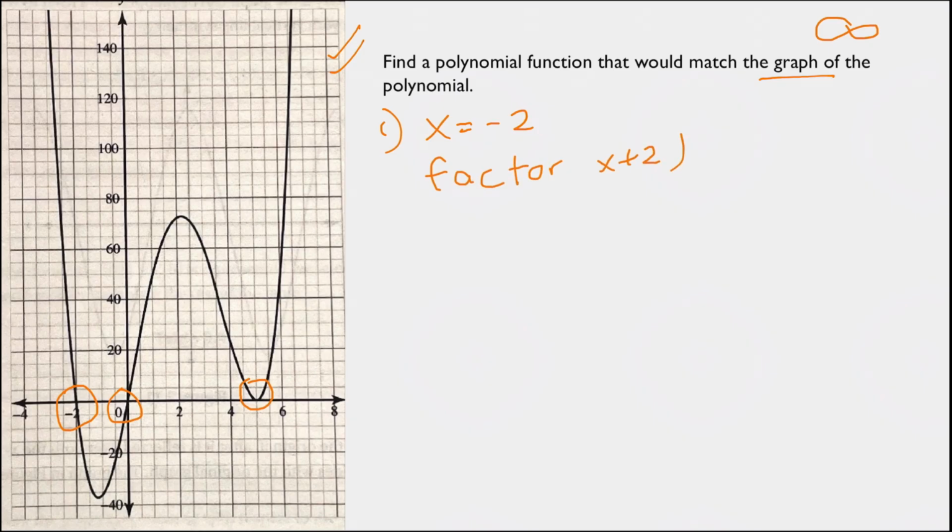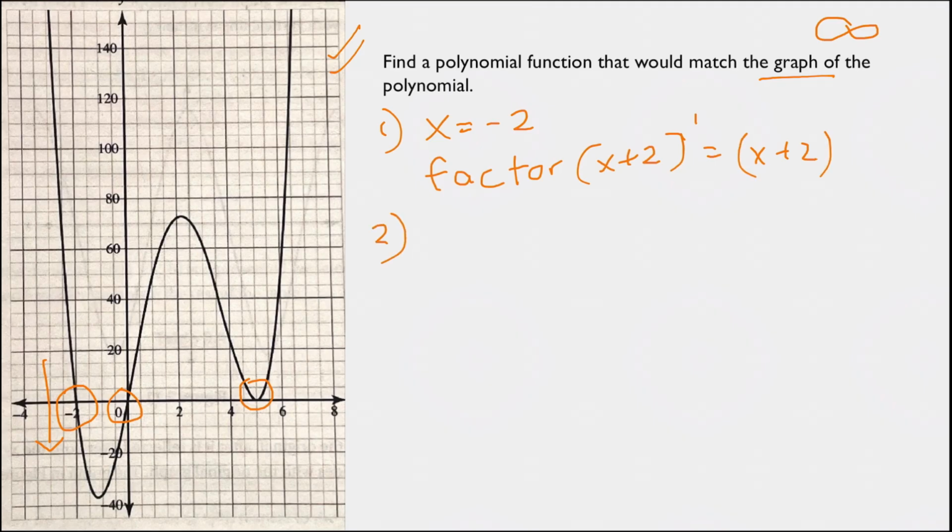Now, the thing I want you to make sure of is the power. We learned that if it crosses the x-axis, then it occurs as a zero an odd number of times. So we could have x plus 2 to the power 1, to the power 3, to the power 5. But we want to keep it simple, so I'll take it to the power 1. That'll just be x plus 2.